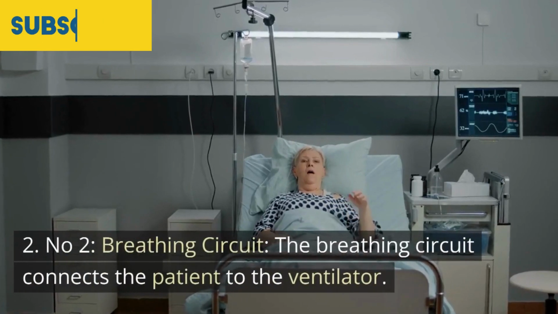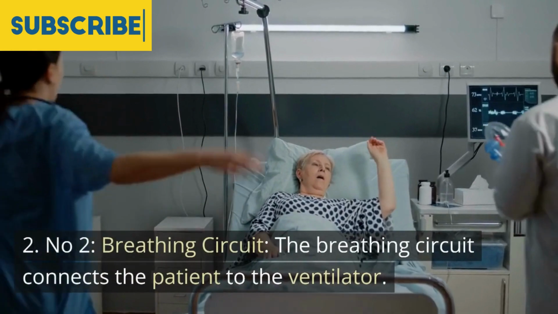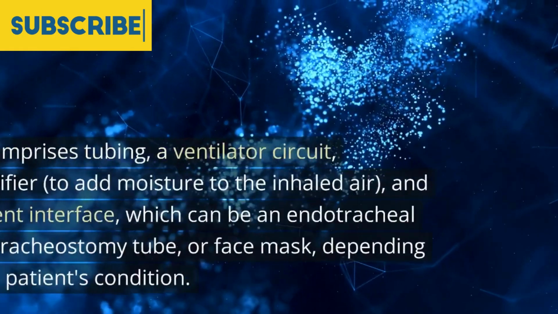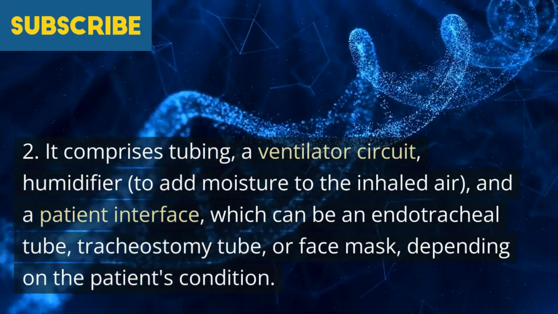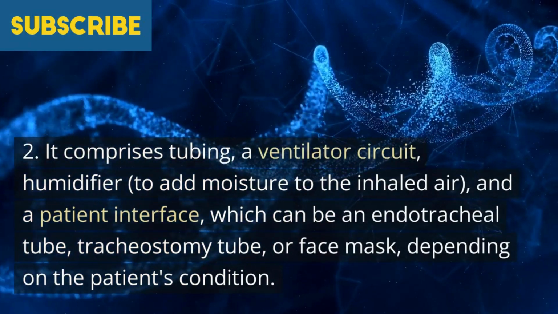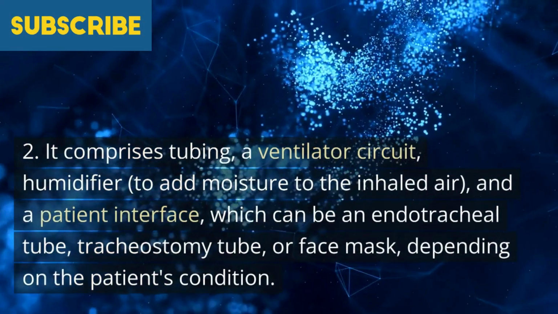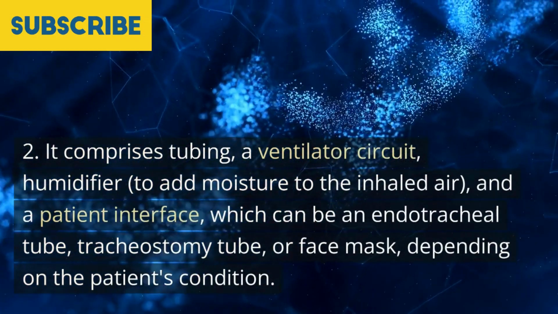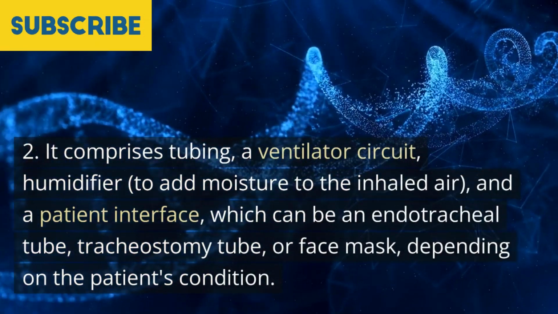Number 2. Breathing circuit. The breathing circuit connects the patient to the ventilator. It comprises tubing, a ventilator circuit, a humidifier to add moisture to the inhaled air, and a patient interface, which can be an endotracheal tube, tracheostomy tube, or face mask, depending on the patient's condition.